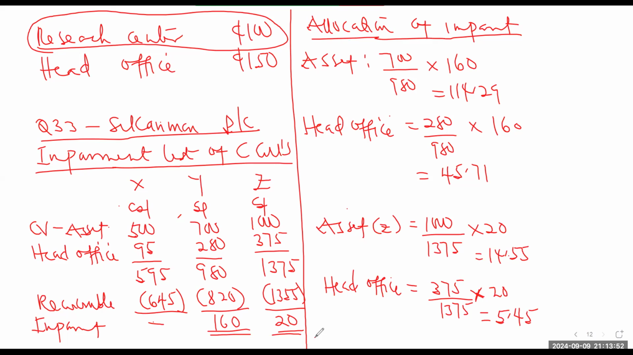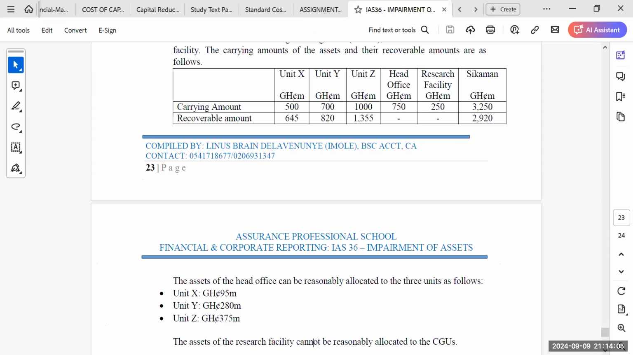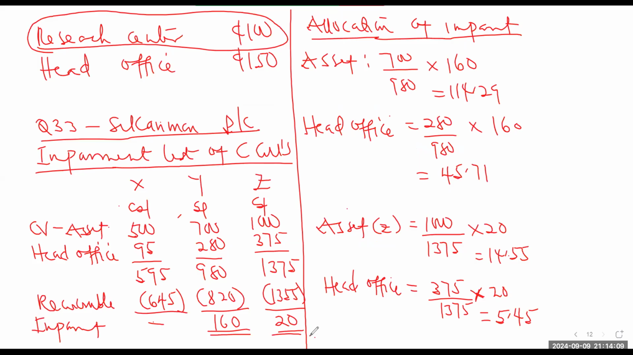So this is how you share the impairment loss first. What we have to do now is to see whether they have the head office and research center, or which one of them. Research facility and head office. We have to know whether the research facility has actually been impaired.